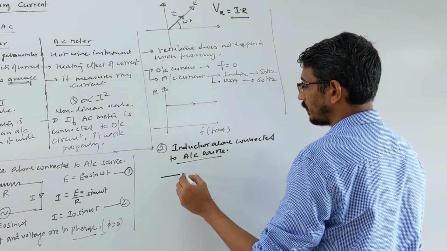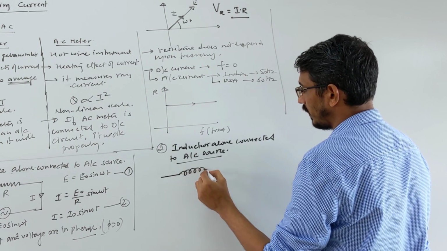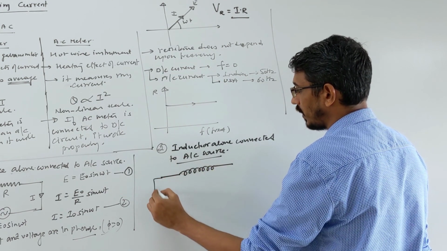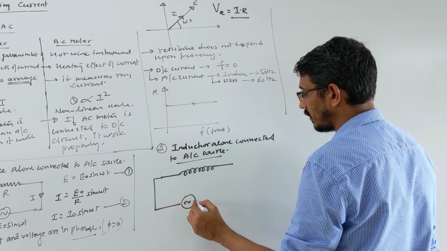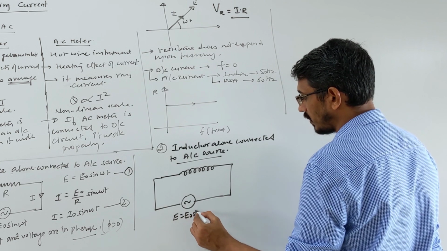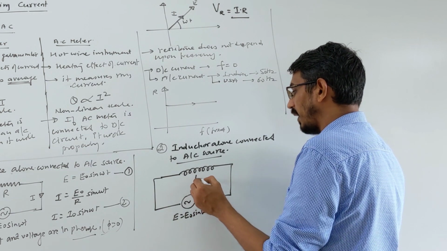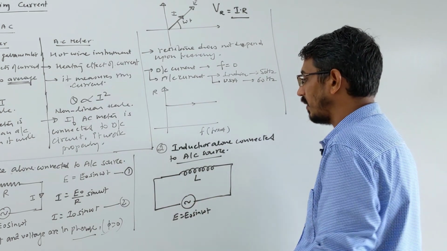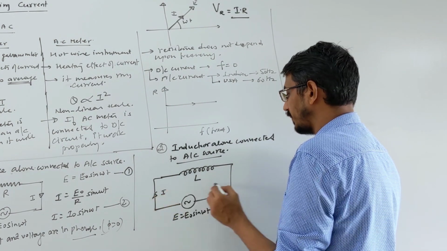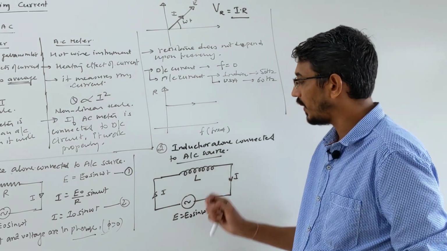So this is an inductor. I'm drawing a little wrong. This is an inductor symbol, connected to your AC source. What potential is applied? E is equal to E naught sine omega t. Correct. This is your inductor of inductance L, and some current is flowing through here.